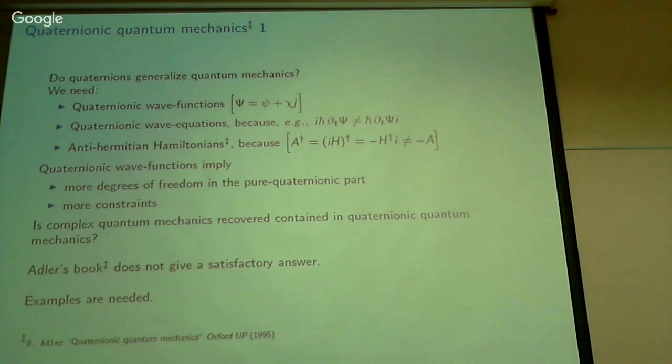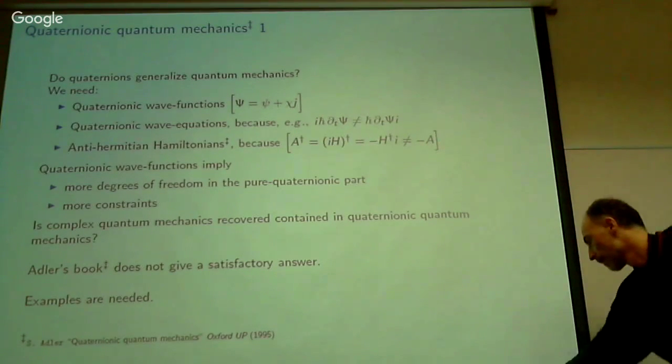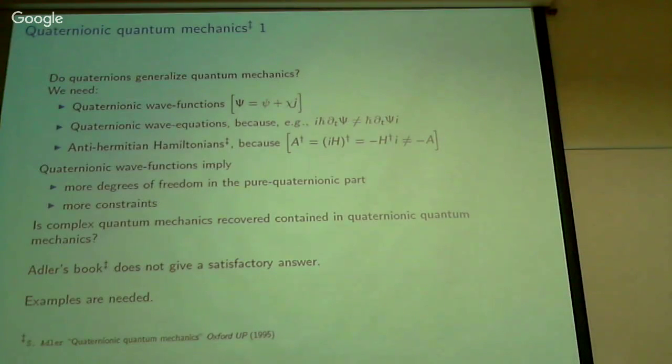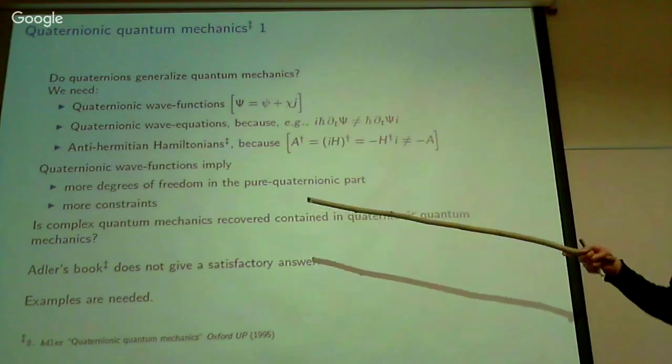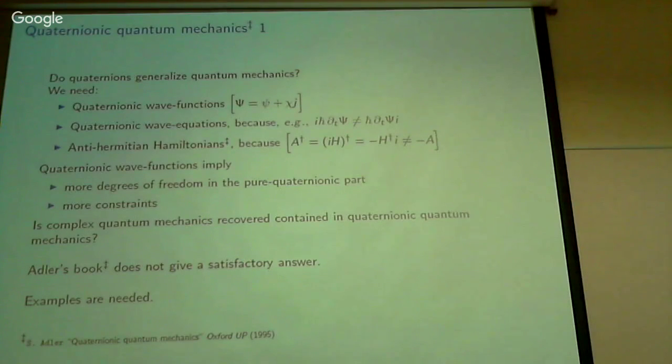So the idea is, we know that quantum mechanics uses complex wave functions. So the question is, may we generalize quantum mechanics using a quaternionic wave function? That's the question. It seems to be a good idea because what can we receive with this change?